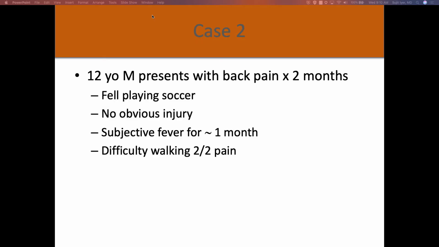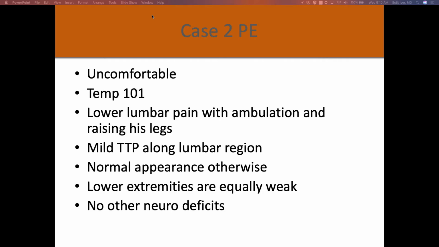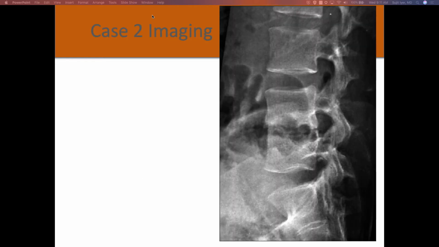So case number 2: we have a 12-year-old male who presents with back pain for 2 months. He fell playing soccer, no obvious injury, has had subjective fever for about a month, and difficulty walking secondary to the pain. On physical exam, he looks uncomfortable when you walk into the room, temperature is 101. He has lower lumbar pain with walking and with raising his legs. There's some mild tenderness along that region as well. His back otherwise looks normal. His lower extremities are equally weak, but there are no other neurodeficits. And this is what you see.